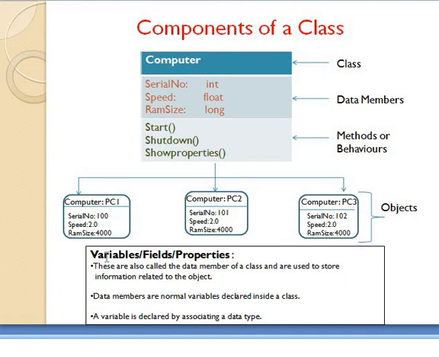The first in the list is variables, also known by the name fields, properties, or data members. These variables are also called the data members of a class, and they are used to store information related to the object. The data members are the normal variables declared inside a class. A variable or a data member is declared by associating a data type.